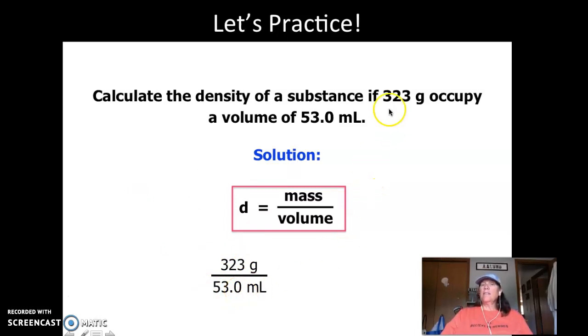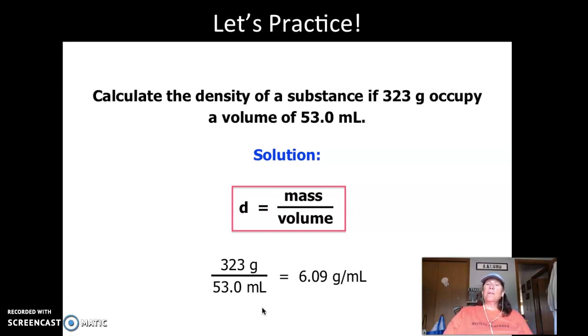Why am I doing that? These are measurements. If it's an exact conversion, you don't have to do that. But if they're measurements, you need to do that. So I take this number divided by this number and I get 6.09. And notice my units, grams over milliliters. Okay, so this would be a very dense object.